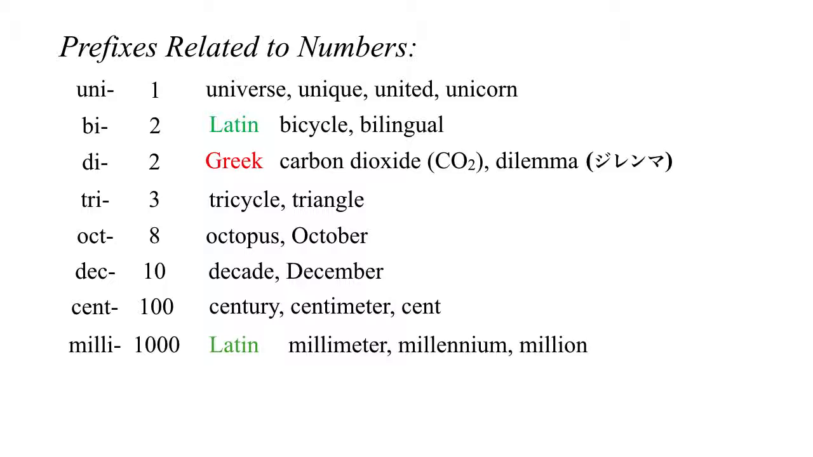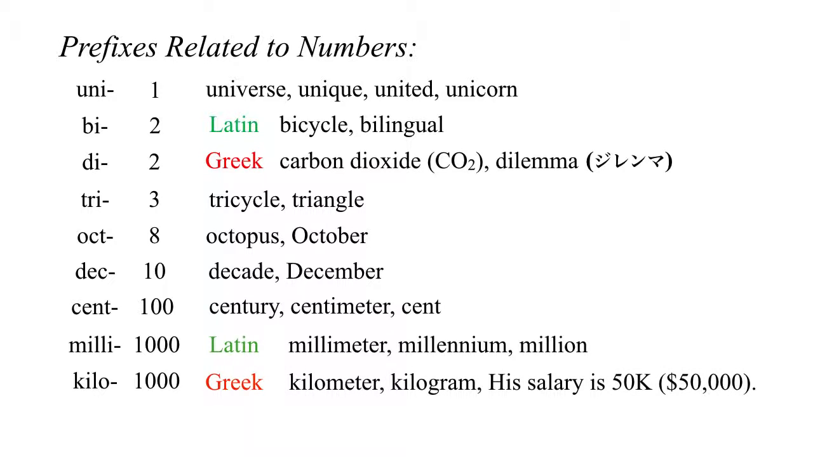Now the second prefix for thousand is kilo, and kilo comes from the Greek. You can see this, for example, in words like kilometer, which is 1,000 meters, or kilogram, 1,000 grams. And you can also see this in the United States in slang. For example, if you see a sentence like his salary is $50K, that means he makes $50,000 a year. The K means 1,000.